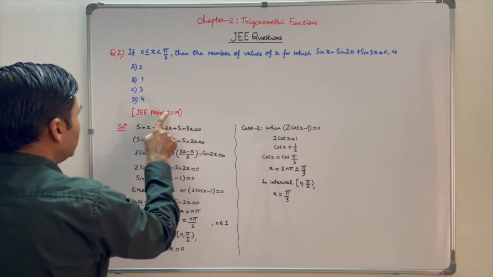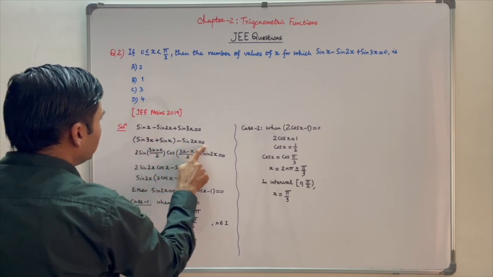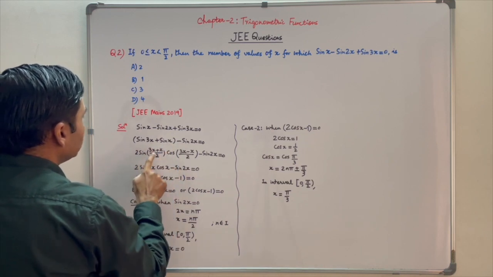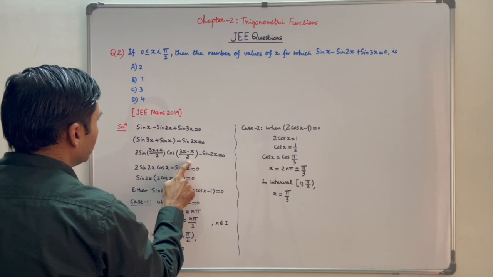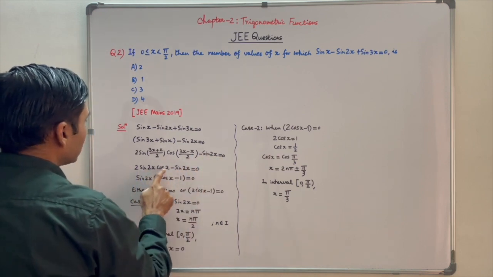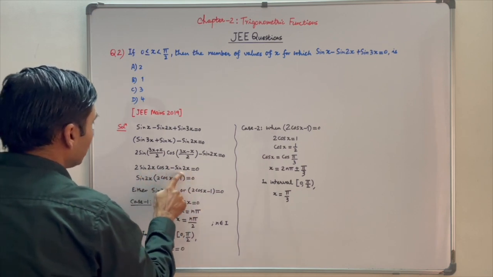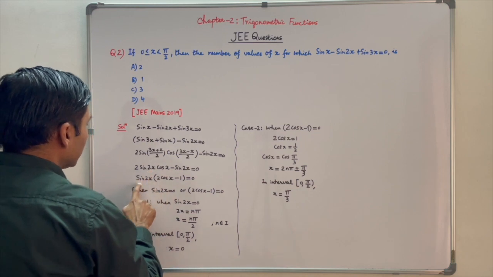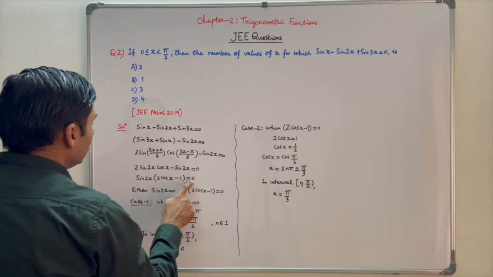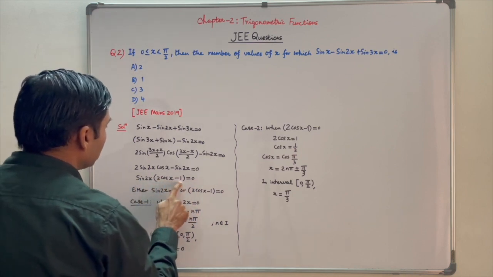It is given that sin x minus sin 2x plus sin 3x is equal to 0. We can combine these two. Sin 3x plus sin x minus sin 2x is equal to 0. This is in the form sin c plus sin d, which is 2 sin c plus d by 2 cos c minus d by 2, minus sin 2x is equal to 0. 2 sin 2x cos x minus sin 2x is equal to 0. We can take sin 2x common in these two terms. So sin 2x into 2 cos x minus 1 is equal to 0. So either sin 2x is equal to 0 or 2 cos x minus 1 is equal to 0.